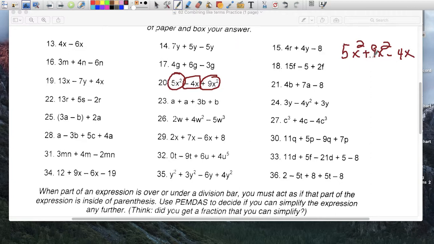I can add 5x squared and 9x squared, and I get 14x squared and minus 4x. And that 4x, although they're both x's, they're different because their powers are different. Okay, the exponents are different. So that's my final answer.